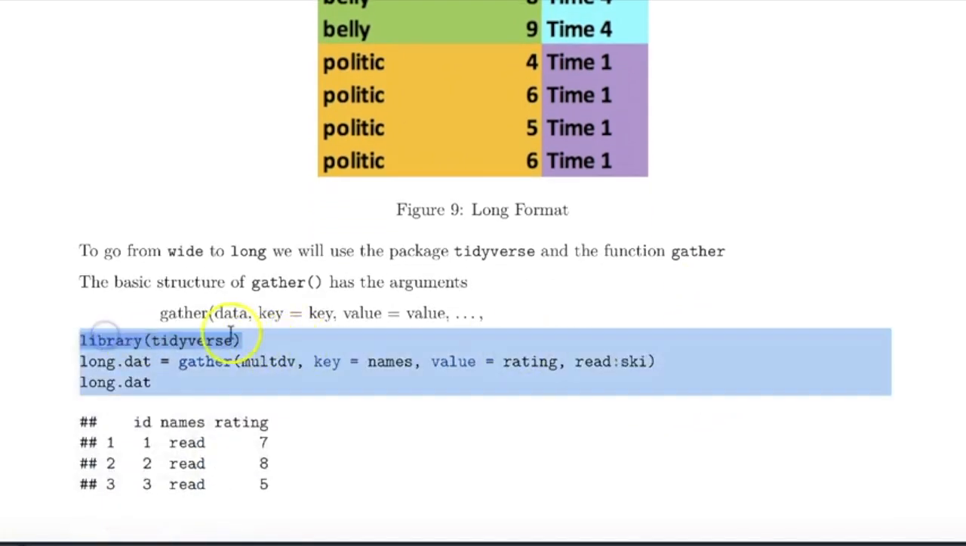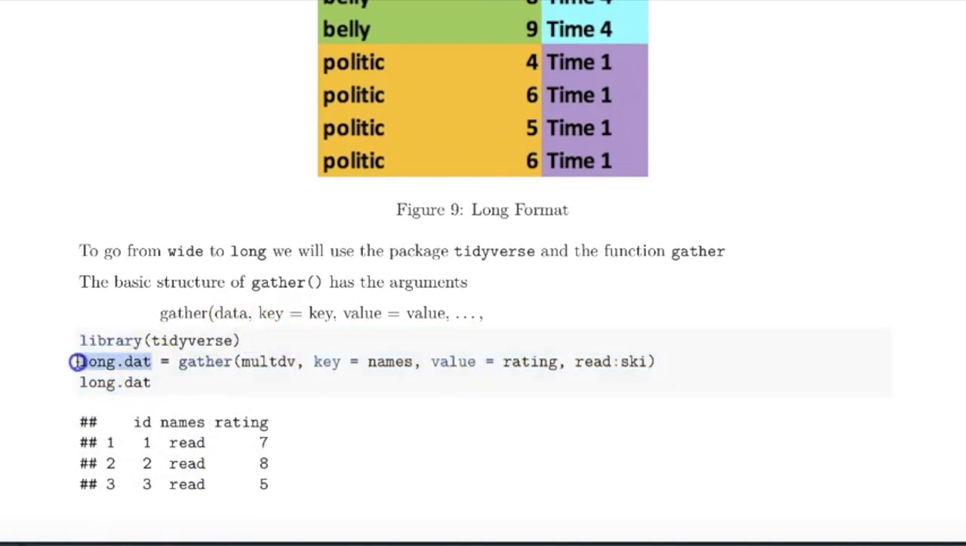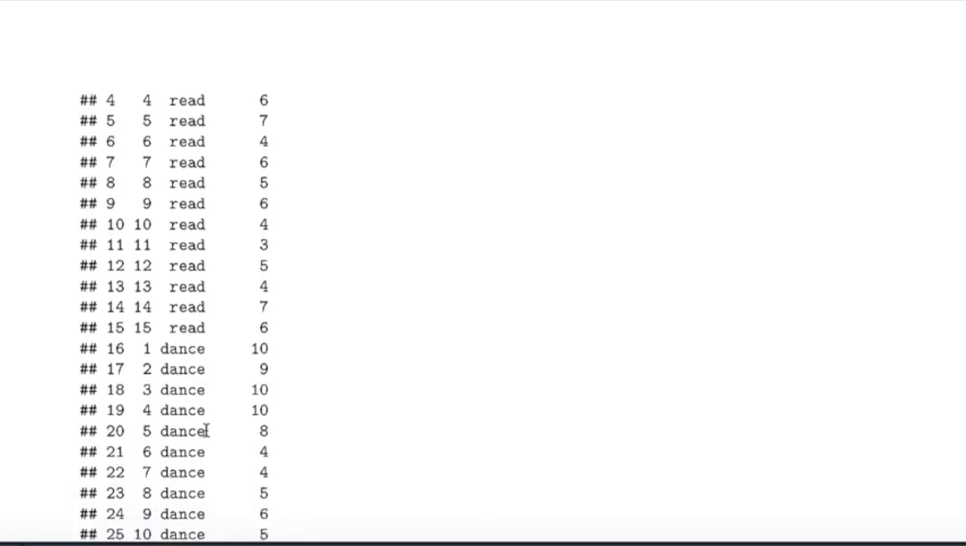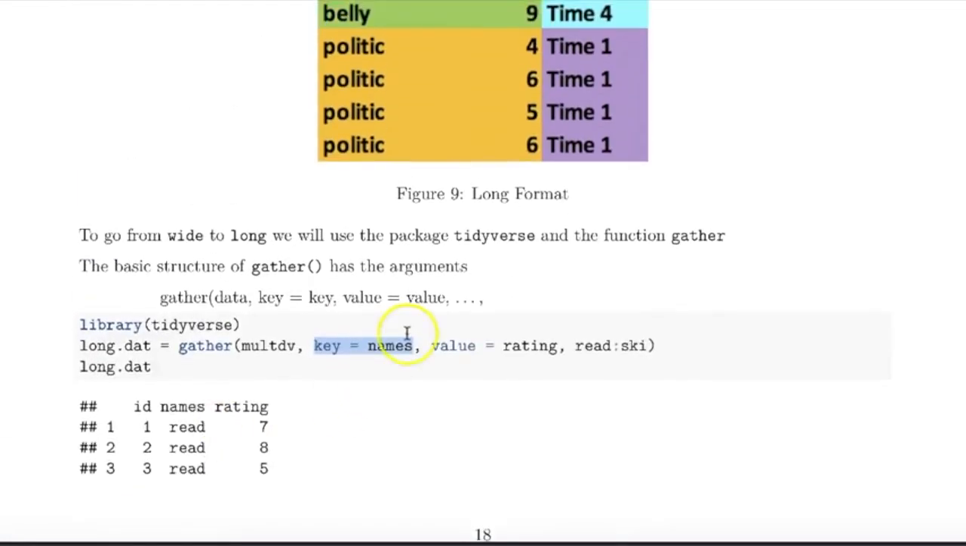So I call for the package called tidyverse. I'm going to store everything in long.data. So I have gather, that's the function. I put my data set here, the one that I want to transform from wide to long. Key is going to be, let me show you, where I want to have basically the time variable, which is the reading, skiing, the other one, TV and dance. For us, it's not time because that's not our example data set. So I just call it names. But if you had times, you could call it time.